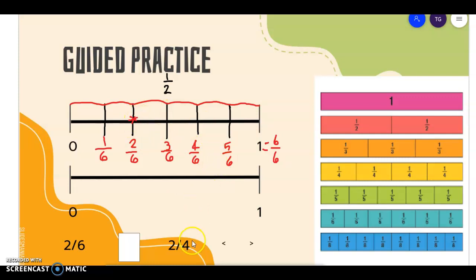Now I am going to partition 2/4, not 2/4. I'm going to partition my second number line into fourths because my denominator is fourth, and always it's good to locate the midpoint. And so here's my midpoint for my second number line.